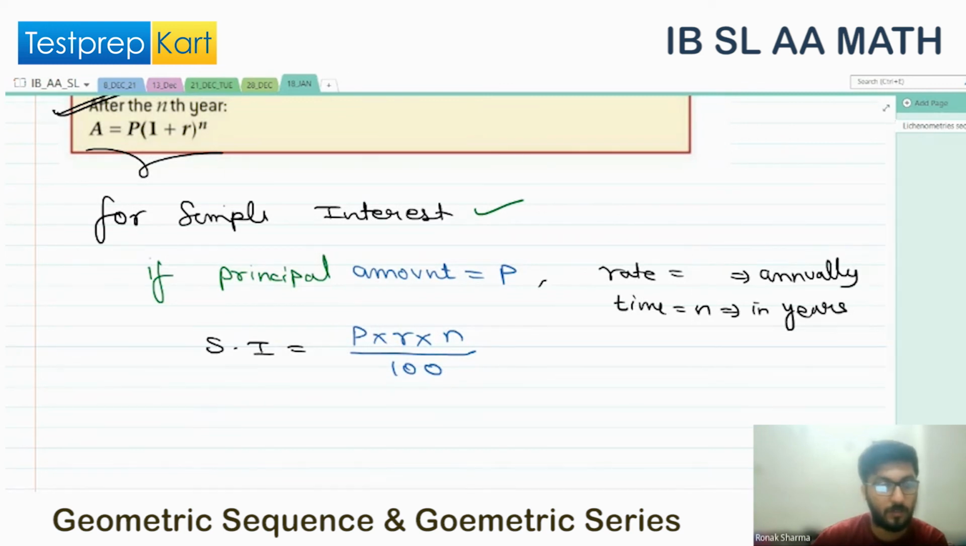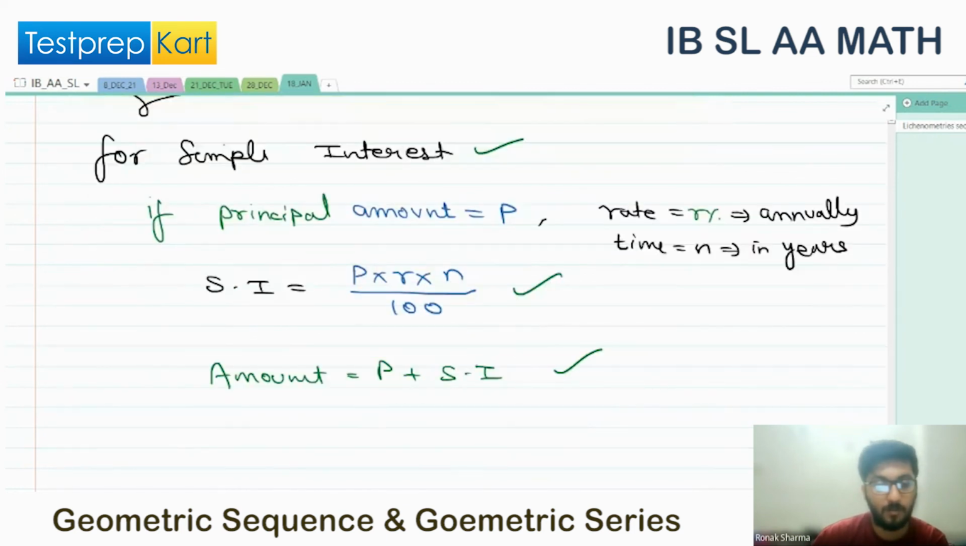R percent actually. And the actual amount will be simply P plus SI. So first you calculate this, then you give us the amount. Note it down.